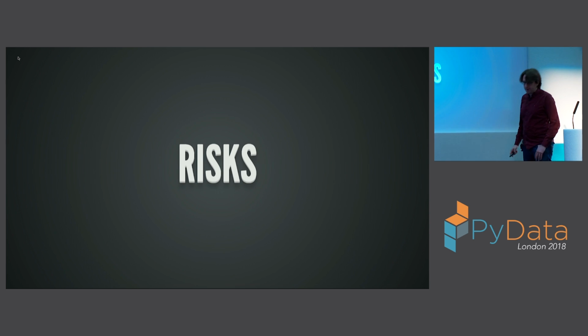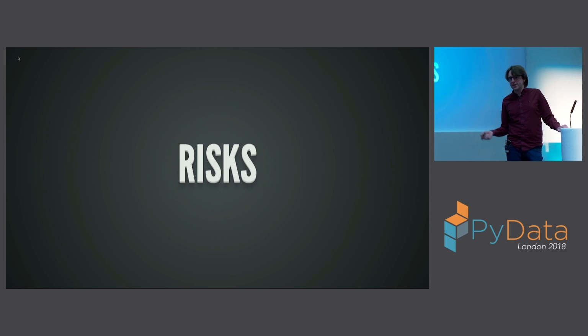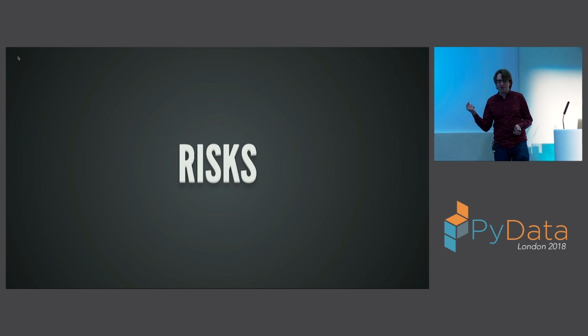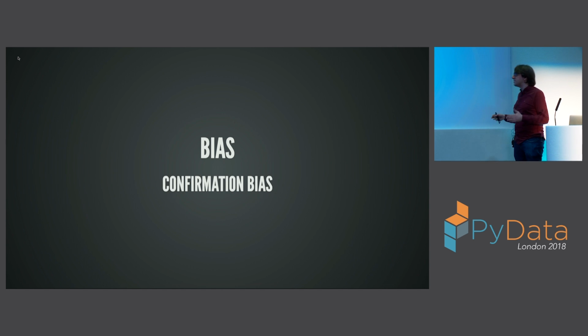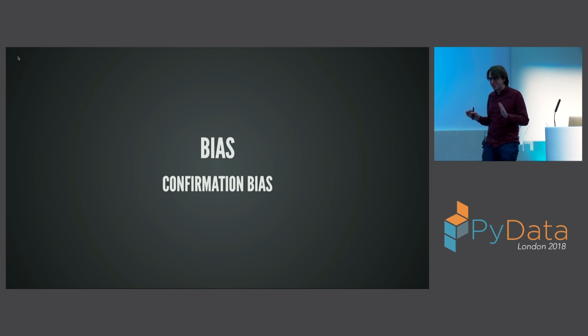So risks. Of course, there is no such thing as a free lunch. You can't just say A/B testing and get money. You have to carefully manage the risks that come with this. The big one is bias. Confirmation bias is overwhelming. People will see patterns where there aren't any. Our brains are pattern matching engines. This is not terribly surprising. This is a very well understood result, but people will see information where there isn't any.